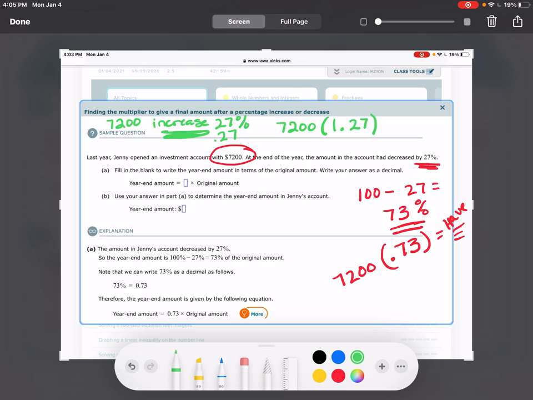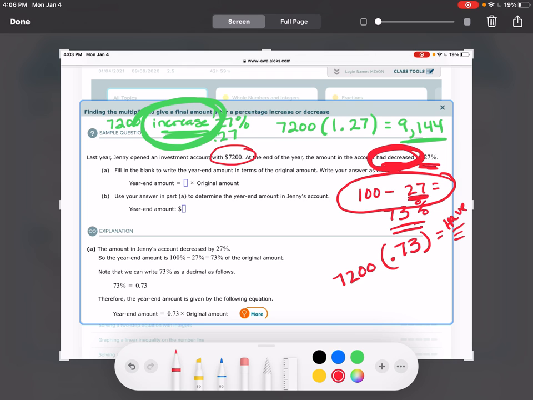So if I multiply 7,200 times 1.27, actually I have a calculator here, 7,200 times 1.27, I will get 9,144. That would be a 27% increase. So for increases, we do a 1 point, the decimal amount or the percent amount that's going to go up. Okay, but if we do a decrease, we will have to do this subtraction.